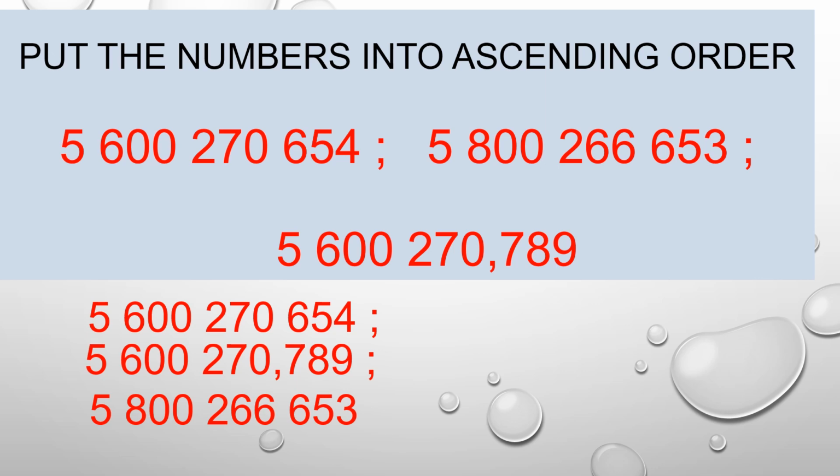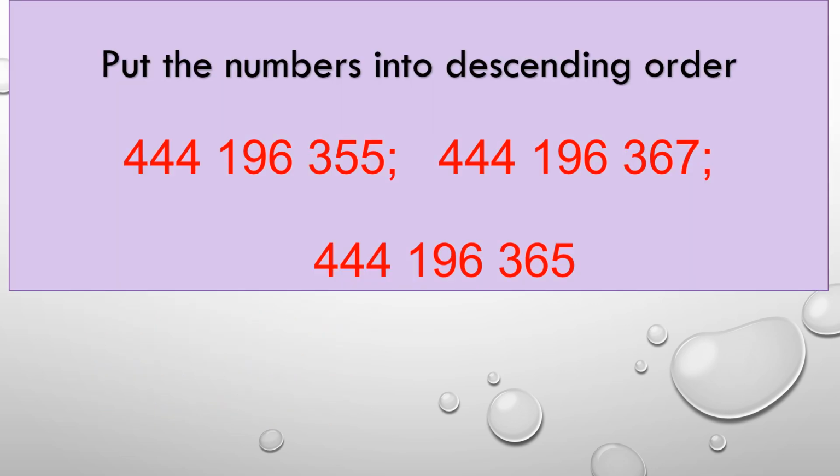Now going towards the descending order, as I have told you, D for down. So when we want to arrange the numbers in descending order, we will arrange them from bigger number to the smaller number. Again, using the same way, we will decide which number is the biggest.